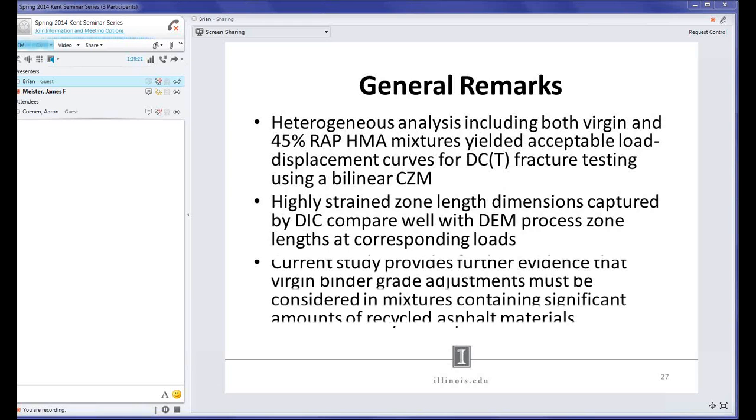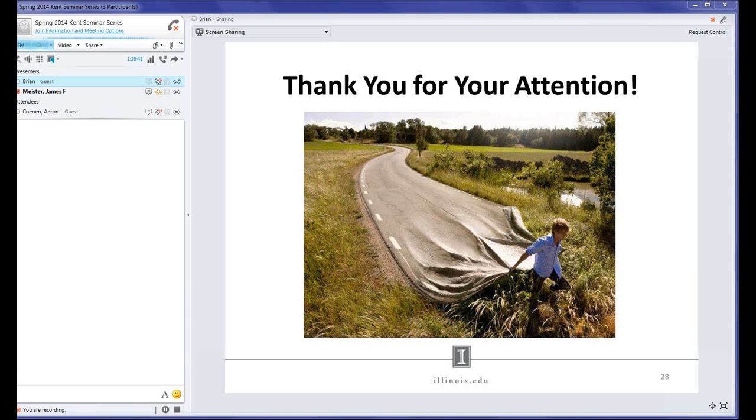calibration methods. And then it's just showing further evidence that binder grade adjustments, not only from an experimental standpoint, but also from a modeling standpoint, it seems like it's giving further evidence that we might need to think about doing that, and it's a good idea to do that at times.